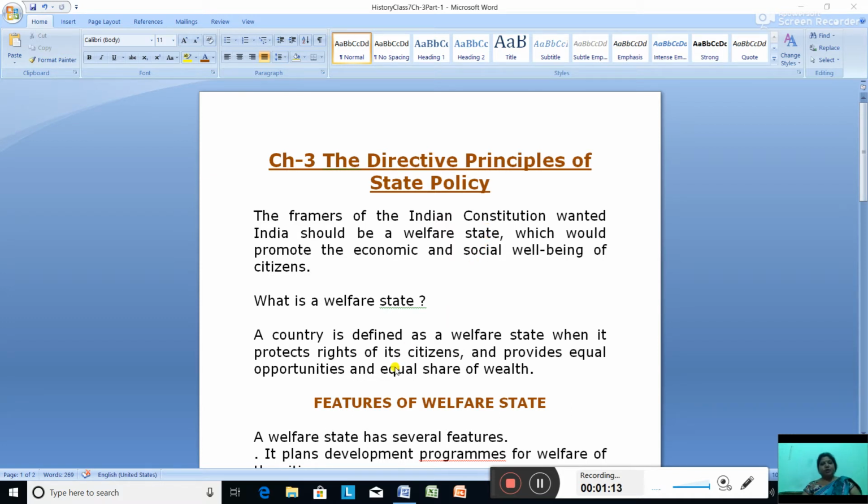Now the question arises, what is a welfare state? According to the book definition, a country is defined as a welfare state when it protects the rights of citizens and provides equal opportunities and an equal share of wealth. Here, welfare state means everyone enjoys equal opportunity, whether in jobs or education, everyone shares wealth equally, and the rights of the citizens are protected. That is called a welfare state.